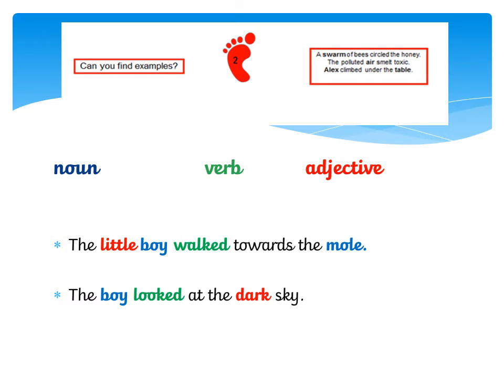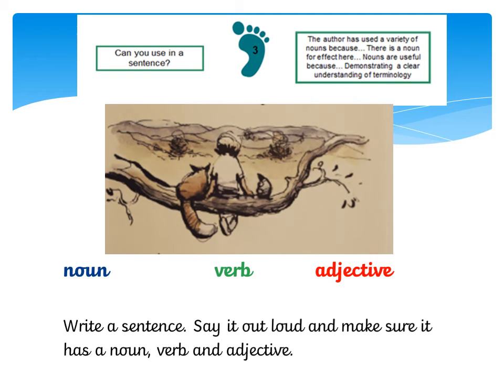And sky again is also a noun because it's a thing, it's a name that we give to what's above us. So the sky is also the noun. So again, I've got two nouns in my sentence, which is absolutely fine. So what I want you to do next is I want you to have a look at this picture.